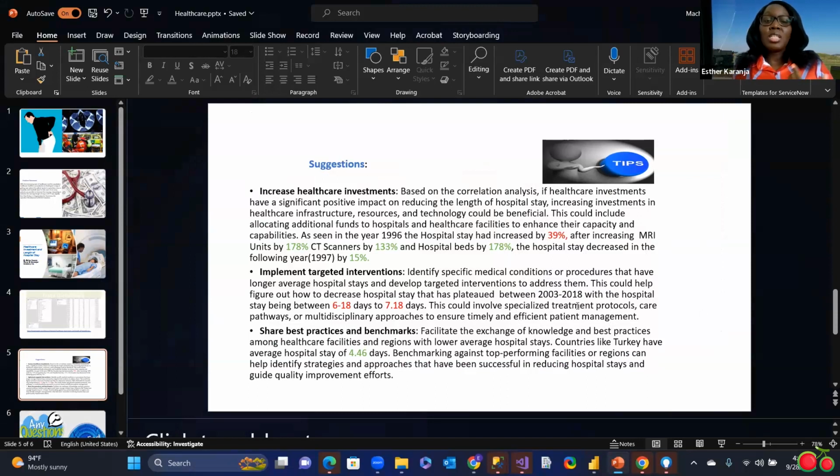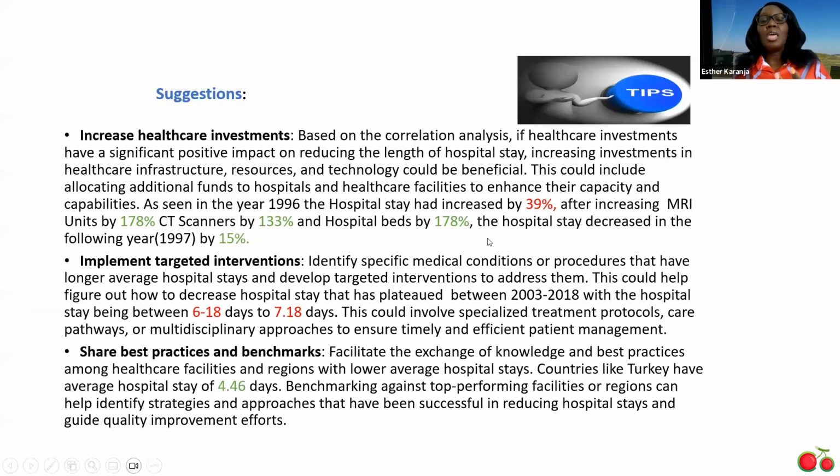And then implement targeted interventions. As we've seen with the example here of James and Mary, James's problem is not as bad as Mary's. So we need targeted intervention. Whatever is done for James should not be the same thing done for Mary. So we should have care pathways and multidisciplinary approaches for different patients so we can minimize the number of stays at the hospital. Because as we can see now, it is 6.18 days to 7.1 days average.